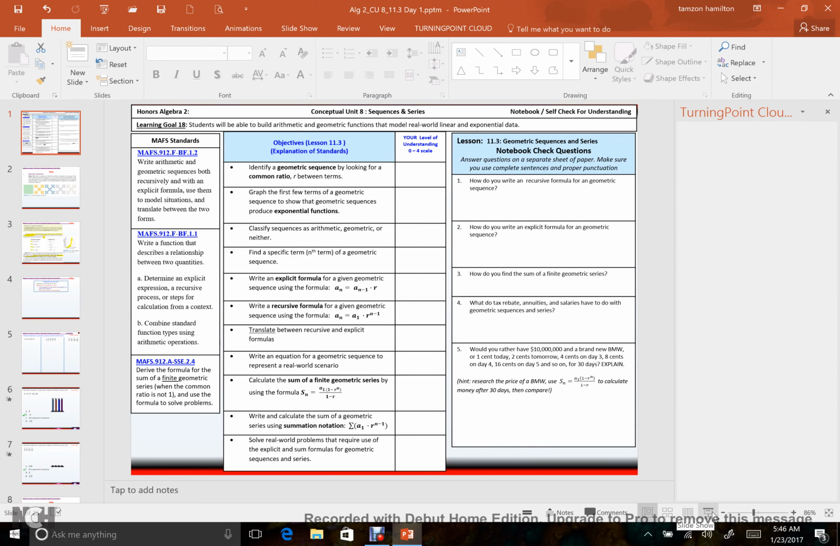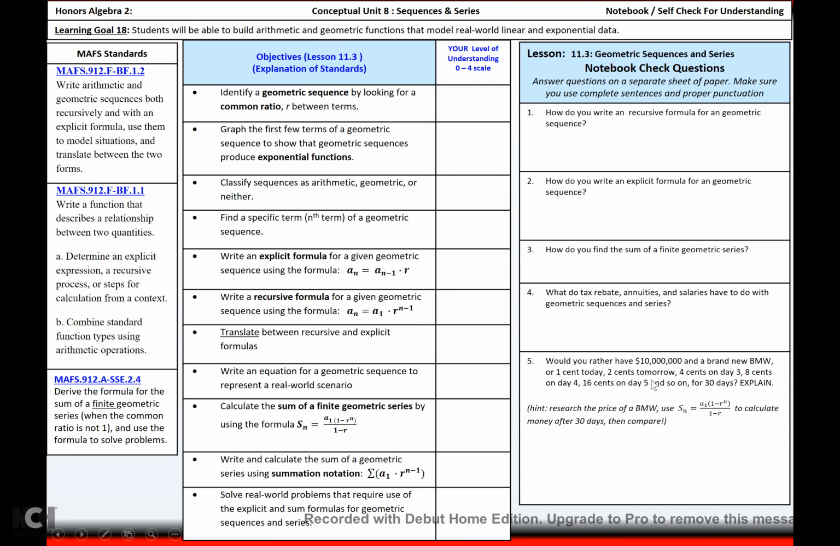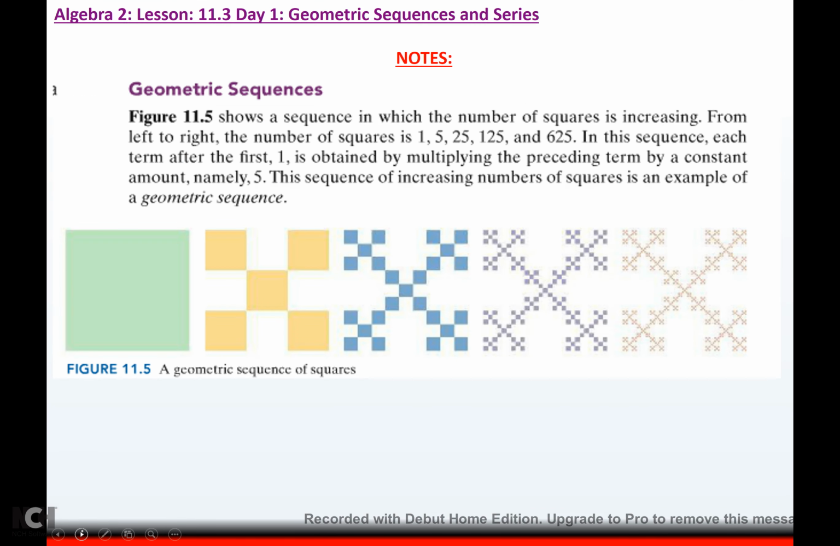Alright, today we're going to start talking about geometric sequences and series. A geometric sequence, if you look at this picture, there's one square here. Then they break it up into 5 squares. Then each one of those is broken into 5, and each of those is broken into 5, and then each one of those is broken into 5.